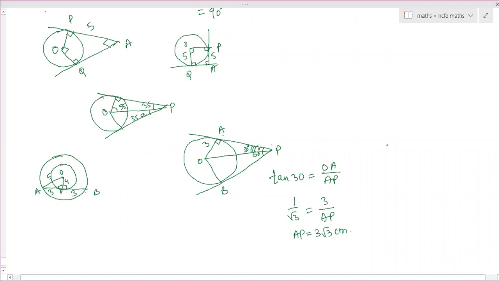Thank you, ma'am. Can we also do the same using sine theta? Sin theta, find OP, and then again use cos theta. Oh, okay, ma'am. Thank you. Any other doubt?